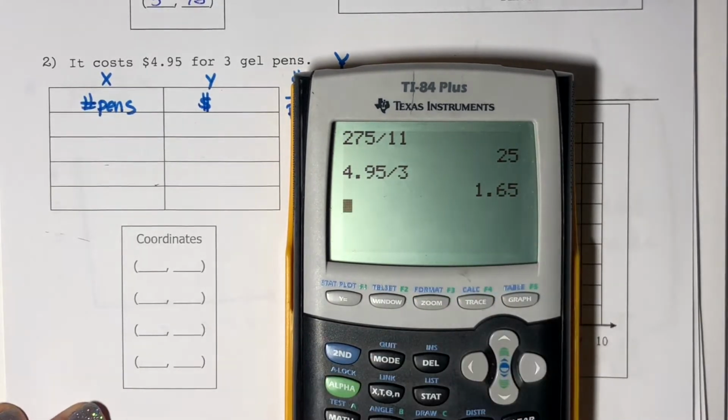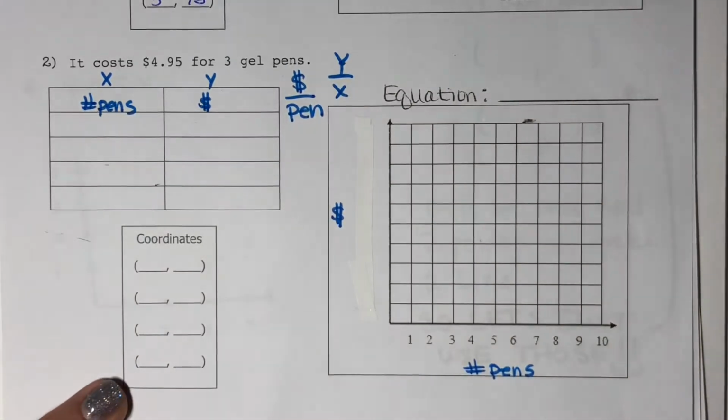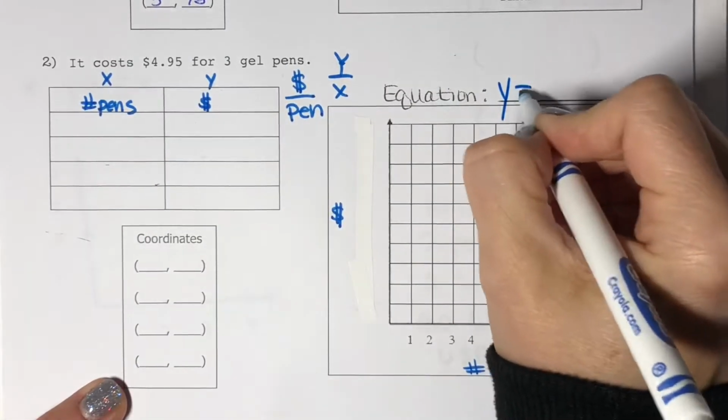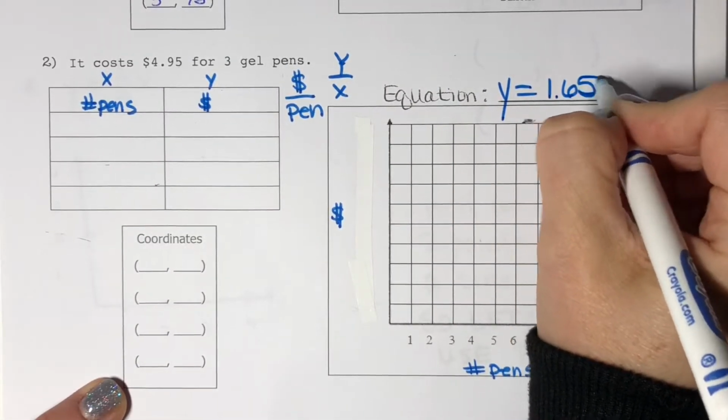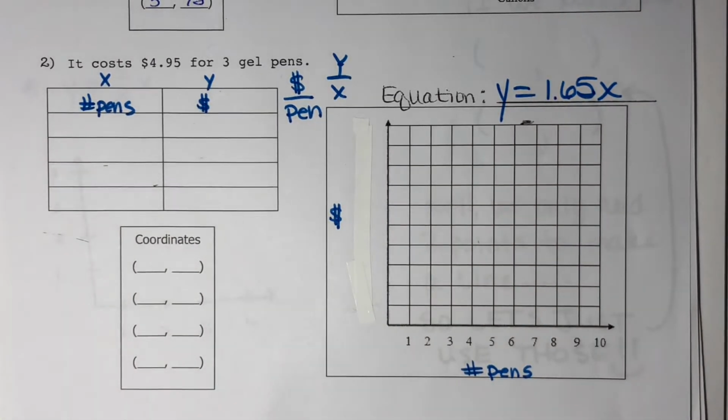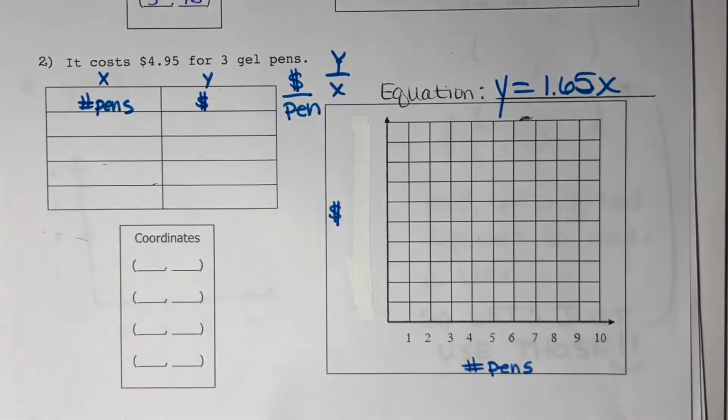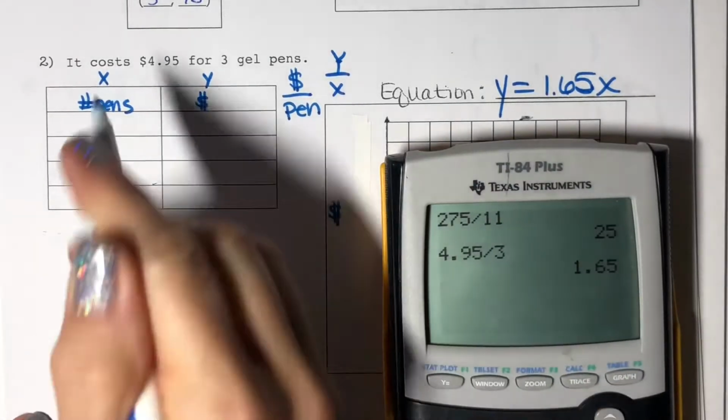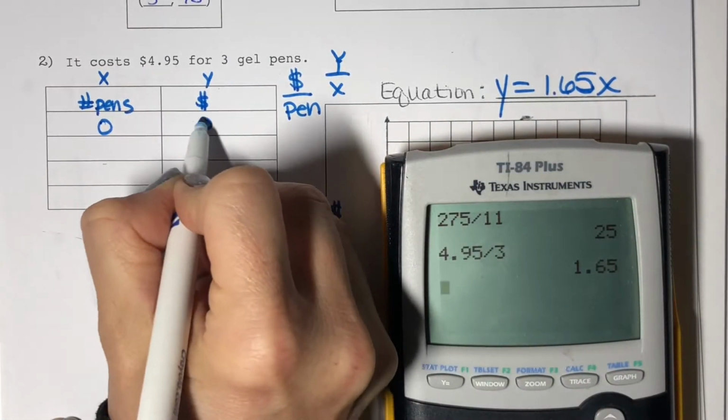That is my unit rate. That is my constant of proportionality. That is my slope. They mean the same thing, you guys. And so as soon as I have that number, I know that it's $1.65 per pen. I'm going to put that unit rate, that slope, right in front of that X. And then I'm going to use this calculator, and I'm going to say, well, if I don't go and buy any pens, then I don't pay any money.